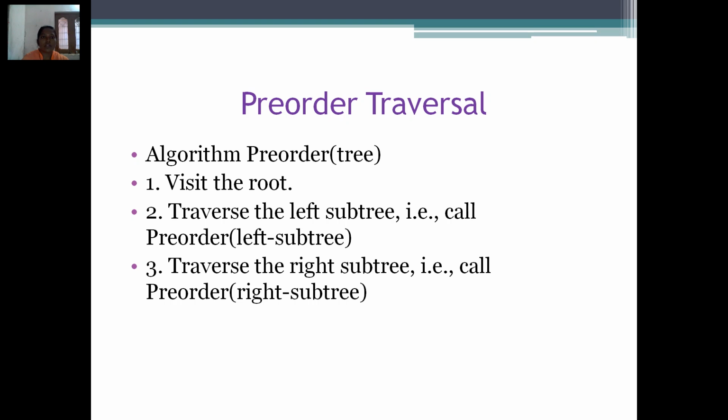Now we discuss pre-order traversal. What does pre-order mean? Pre means in front. The name itself shows that the root will be traversed first. Then you traverse the left subtree, then traverse the right subtree. This is the algorithm for the pre-order traversal. Let us move to the next slide.